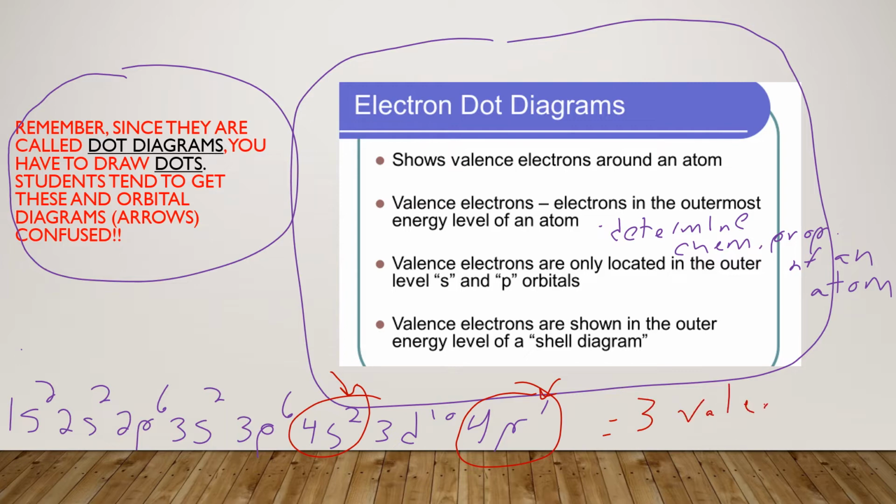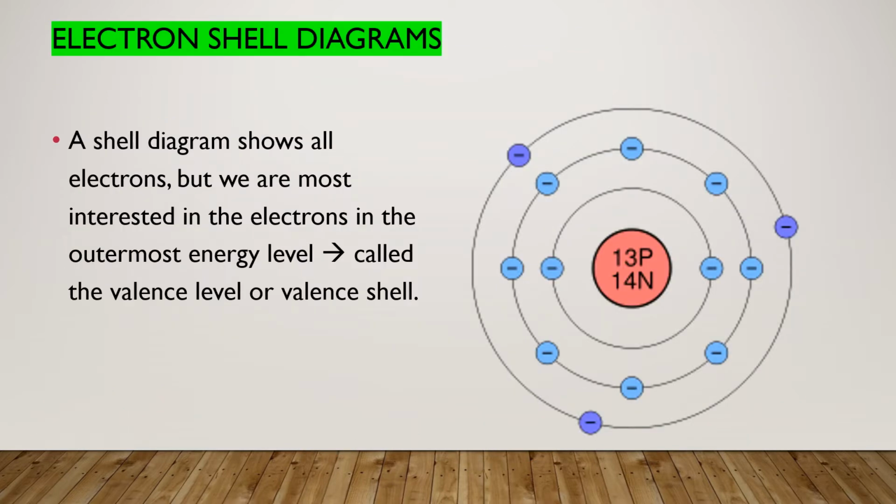So even though the d here comes in between, it's at a lower energy level. So your valence electrons are only in your highest energy levels, and those will always be s or p sublevels. Valence electrons are shown in the outer energy level of a shell diagram. The shell diagram is this, kind of like the old Bohr model, and it's really an easy way to visualize how electrons are in the electron cloud. It's just a graphic way to look at it.